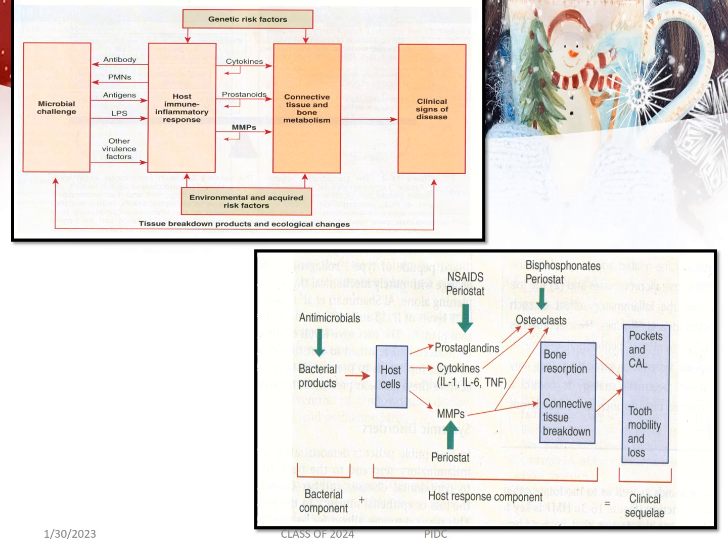So, as I told you, this is a model given by Kahneman, which tells that not only the microbial challenge, the host response is also required. The bacterial products produced can be combated by the antimicrobials. The host cells produce prostaglandins, cytokines and MMPs. That also can be brought down by the NSAIDs and the periostats. So this all reduces the bone resorption and the connective tissue activity, thereby reducing the clinical signs of the disease.